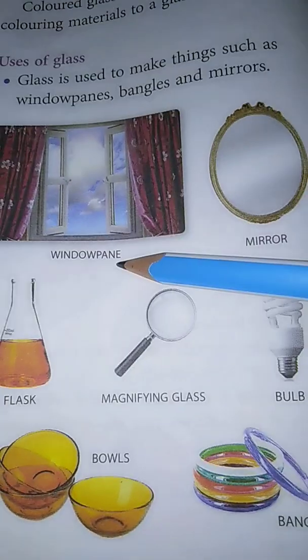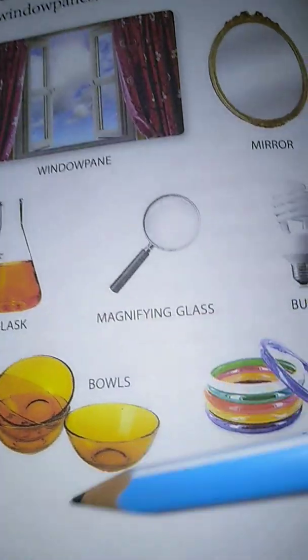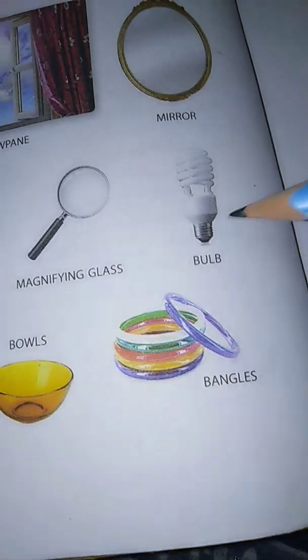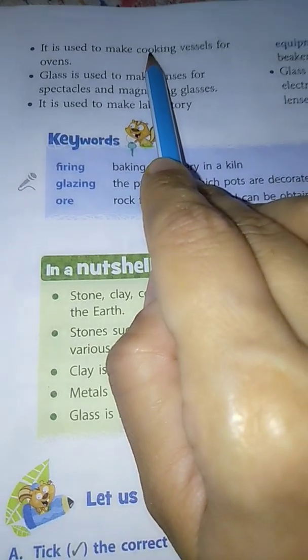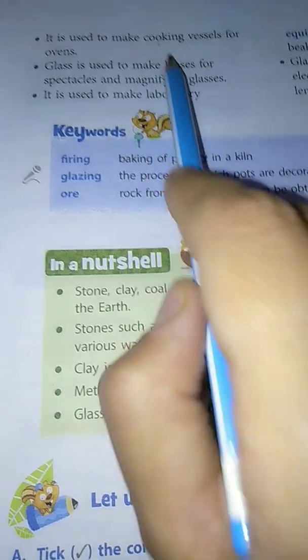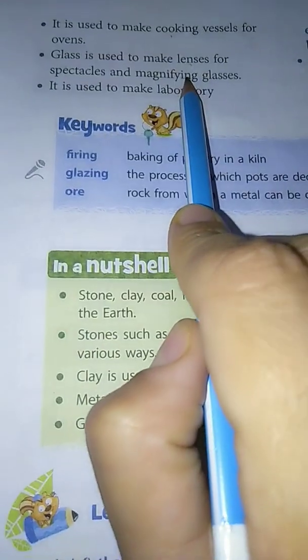Glass is used for making window panes, mirrors, flasks, magnifying glass, bowls, bangles, bulbs. It is also used for making cooking vessels. The cooking vessels which are used in microwaves are made of glass. It is used for making lenses and spectacles. The spectacles and goggles which we use are made of glass, and so are magnifying glasses.